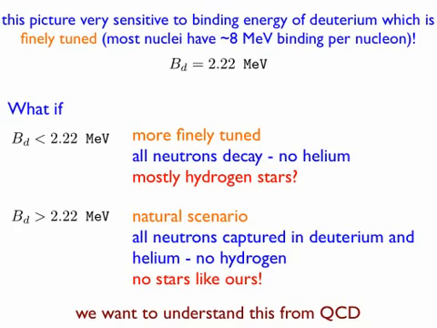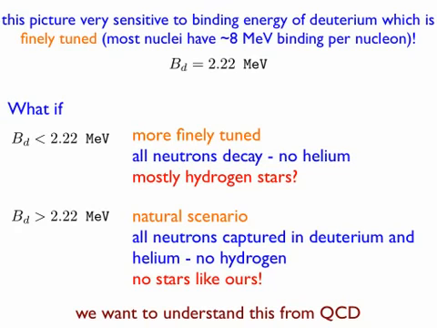So the binding energy of deuterium is 2.22 and some mega electron volts. It turns out most nuclei, like oxygen and helium, have a binding energy of 8 mega electron volts per nucleon. So if I take deuterium and divide by 2, because there's a proton and a neutron, this is only 1 MeV, 1 mega electron volt per nucleon. So that's like a factor of 10 smaller than is normal. So this is what we call a finely tuned system.